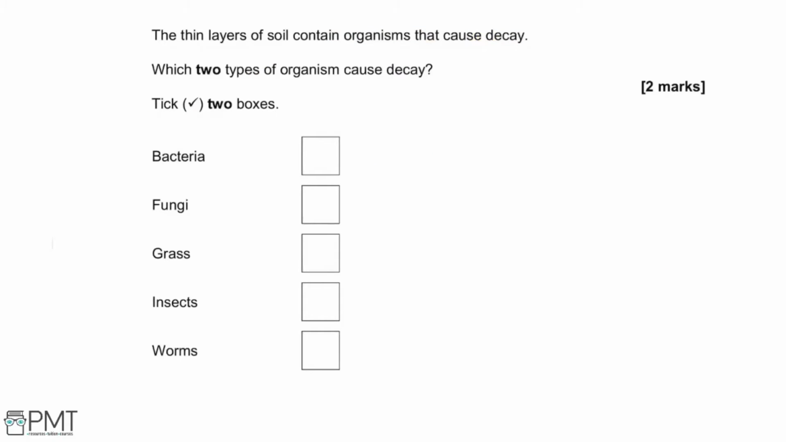The thin layers of soil contains organisms that cause decay. Which 2 types of organism cause decay? Tick 2 boxes, and this question is worth 2 marks. So going down the list, we know that bacteria is correct, those cause decay, and we also know that fungi is correct. So the ones you want to tick are the top 2.